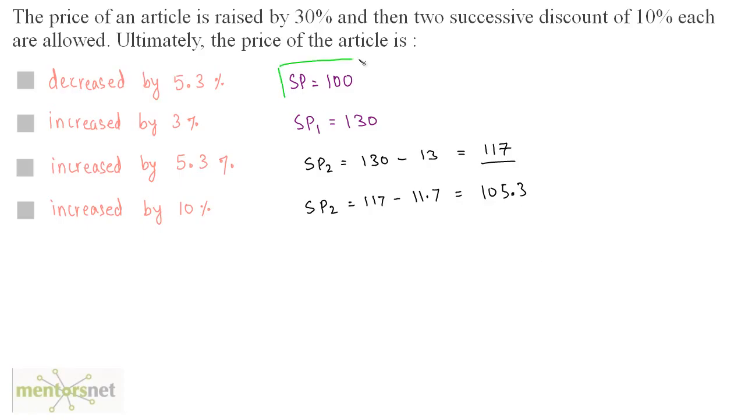So the original price was 100 and the new price is 105.3. So there is an increase of 5.3 rupees. So basically I took this as 100, so I can say that there is an increase of 5.3%. So the answer is option C.